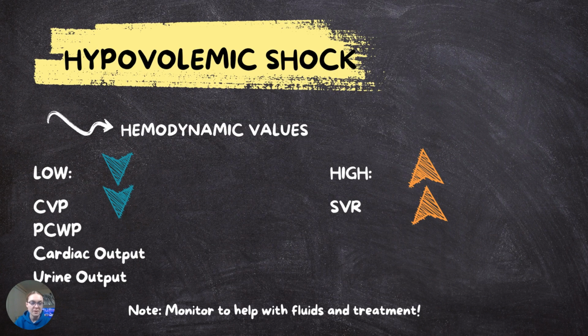Okay, our hemodynamic values. Our low values are going to be our CVP, our PCWP, our cardiac output. Again, urine output, low. And then high is going to be that systemic vascular resistance. It's going to be important to monitor these because it's going to help see what fluids need to be replenished and how we can proceed with treatment.